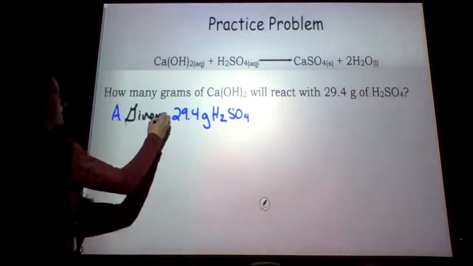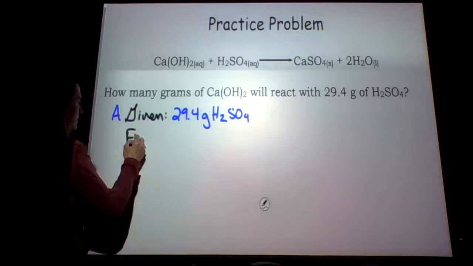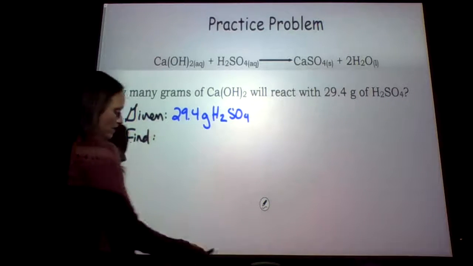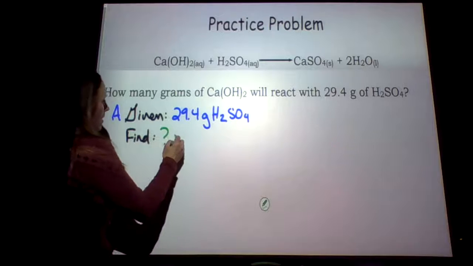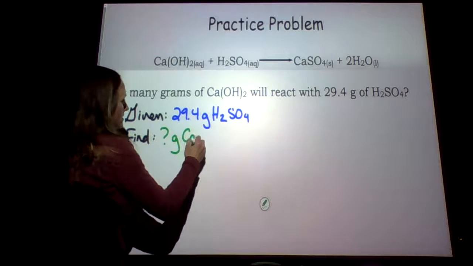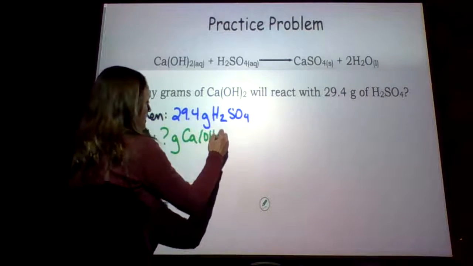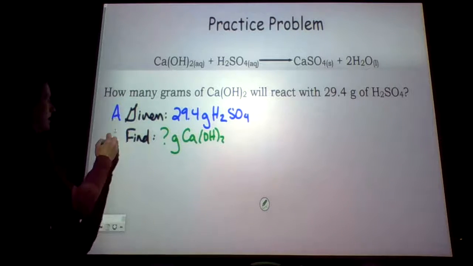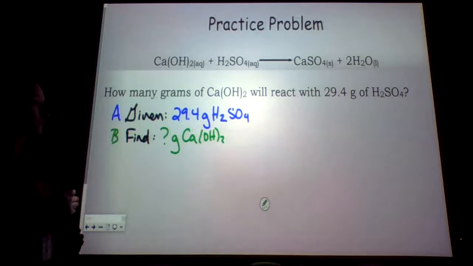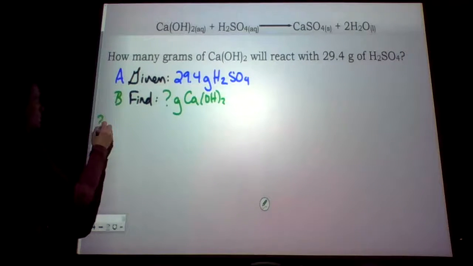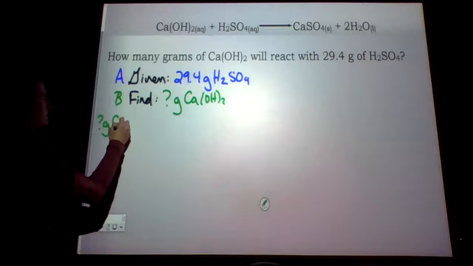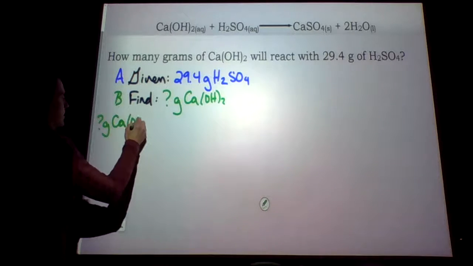And what are we trying to find? We're trying to find the mass of the calcium hydroxide, and our find is going to be B. So we always start with what we're trying to find: question mark grams of calcium hydroxide.